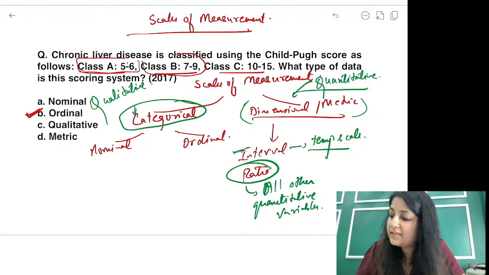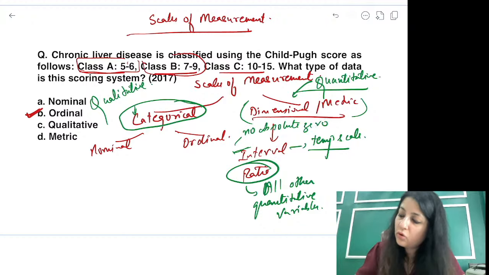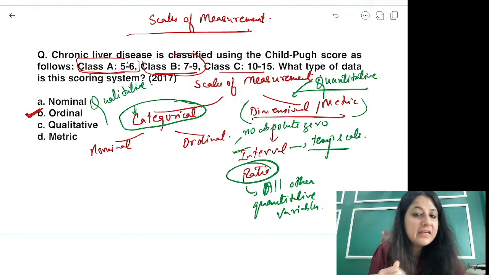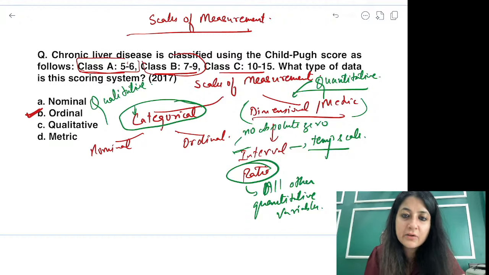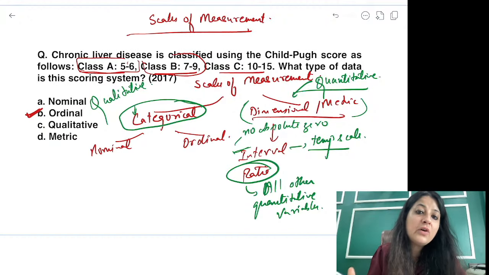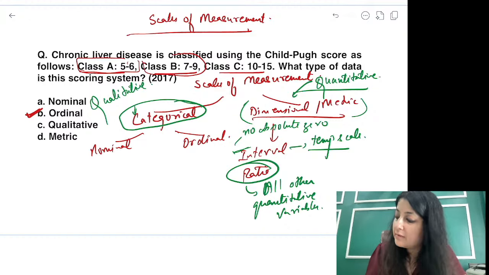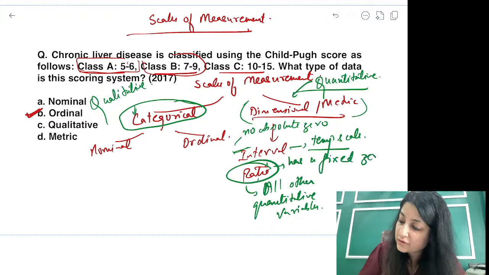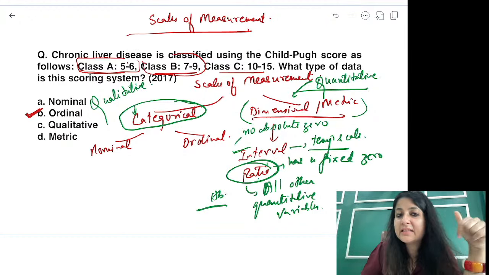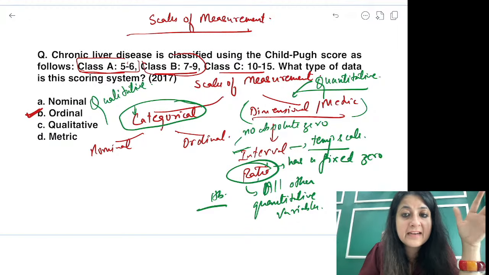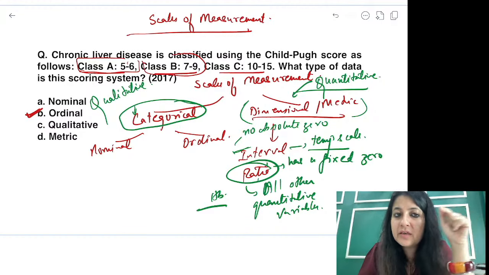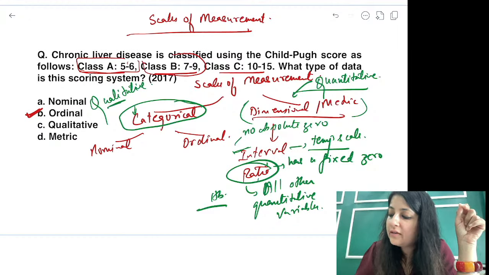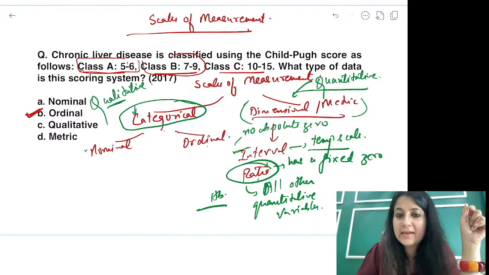Now interval scale means no absolute zero. The value can go below zero, like temperature. Temperature is a quantitative variable because it has a unit, degree C, and its value can go below zero, in minus also. But a ratio scale has a fixed, absolute zero. Just suppose I say hemoglobin. Can anybody's hemoglobin go below zero? No. Can anybody's height be below zero? No. Can anybody's weight be below zero? No. And all the qualitative variables will go under nominal and ordinal.